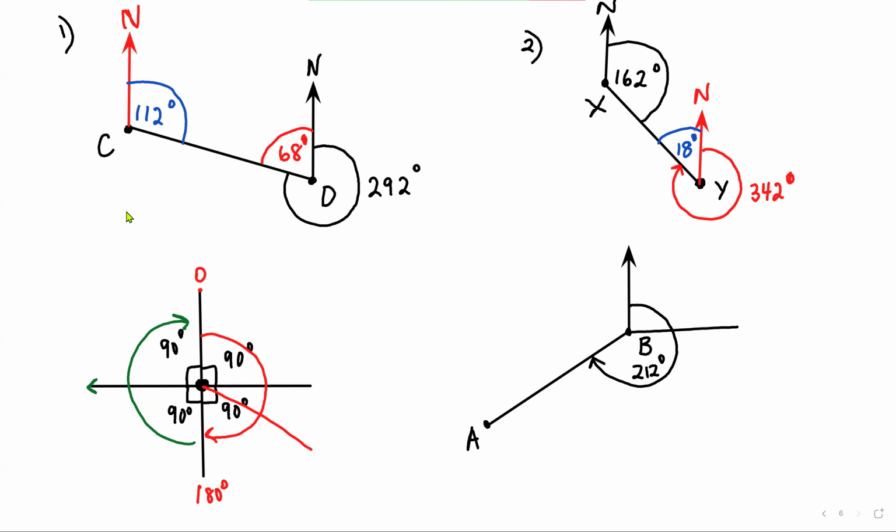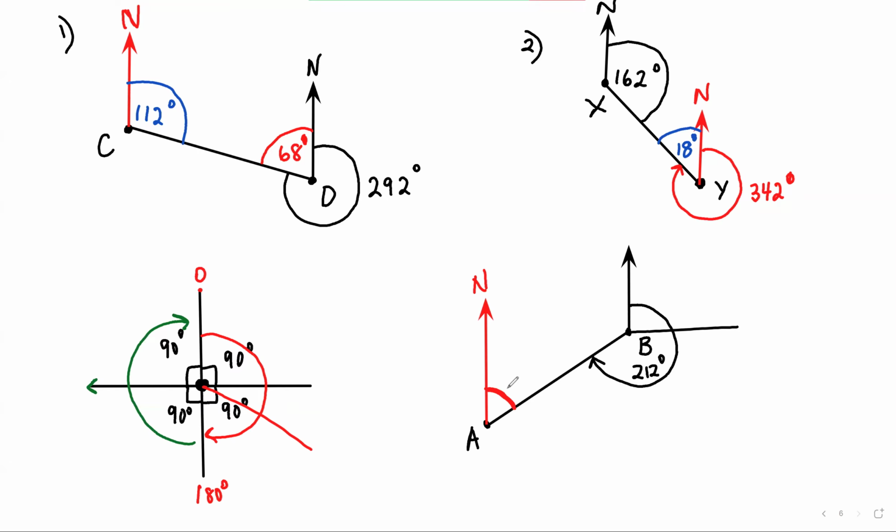And now the bearing of B from A then, well, I'll draw my north line at A now, since I'm looking at the bearing of B from A. So this would be my north line here. And the bearing of B from A will be this clockwise angle over here. That is your bearing of B from A.